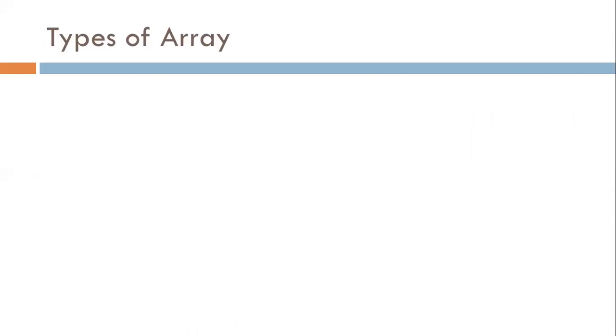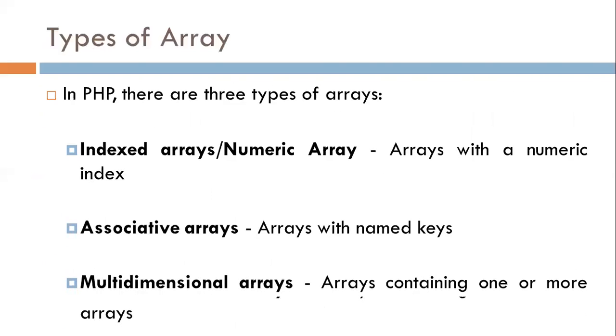Now, types of array. In PHP, there are three types of array. First one is indexed array or numeric array, which contains numeric index. Second type is associative array, which contains named keys. And third type is multidimensional array, which is an array containing one or more arrays.